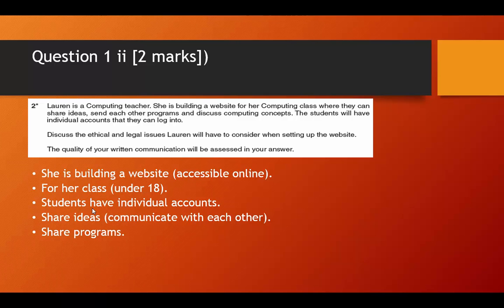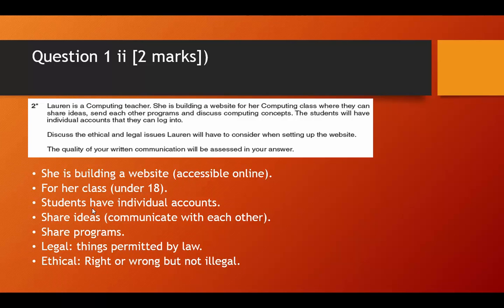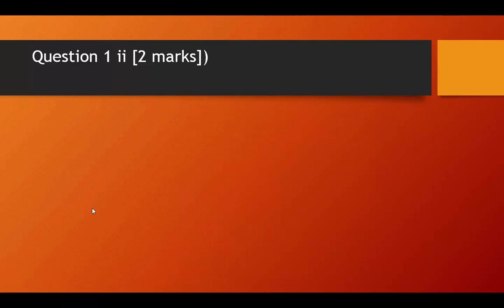Students have individual accounts, so they can log in. They're sharing ideas, so they must be communicating with each other. And they're sharing programs. So we need to think about the legal and ethical issues. Legal is something that is permitted by law, and ethical is something that is right or wrong, but it's not illegal. So to get 1 mark, we start off with the legal side.